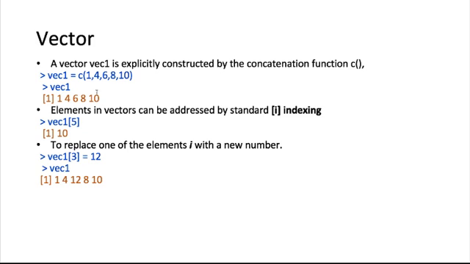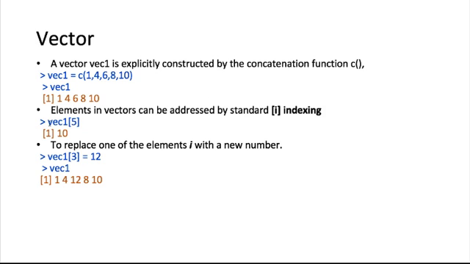Another example of a vector, here we can see we have a vector vec1, and it's constructed consisting of the numbers 1, 2, 3, 1, 4, 6, 8, 10. And this is a numeric vector because it contains numbers. And if we wanted to see the vector, we just type in vec1, and then we'll see the result from that.